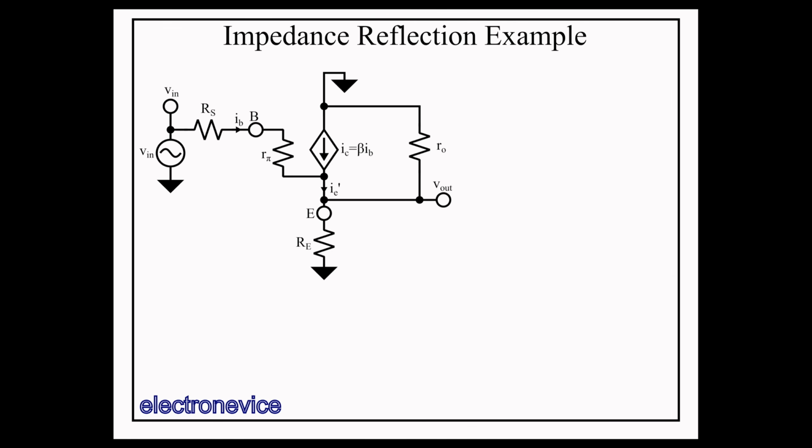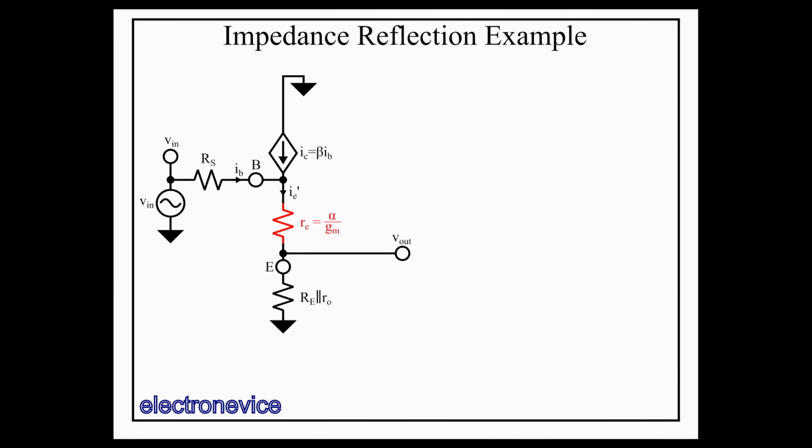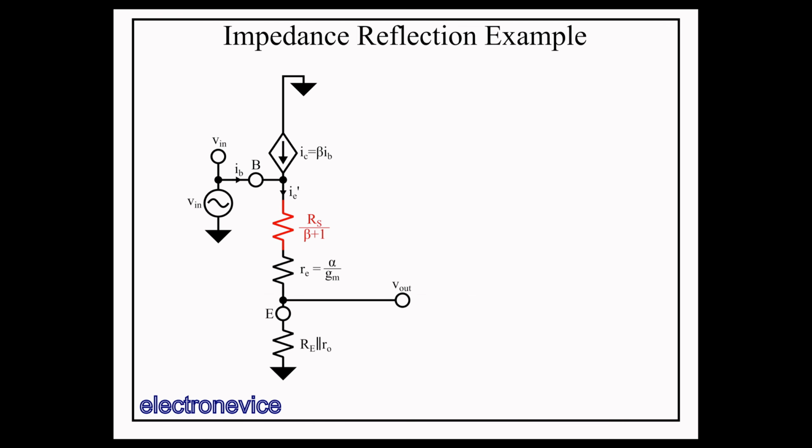First, we'll combine RO with RE in parallel to simplify the circuit. And now we'll reflect the R pi impedance into the emitter using our impedance reflection method, resulting in this circuit. However, we can go even further using impedance reflection to move that source resistance into the emitter using the same process as we did with R pi, resulting in this. With this setup, looking at just the gain, the calculation is trivial.